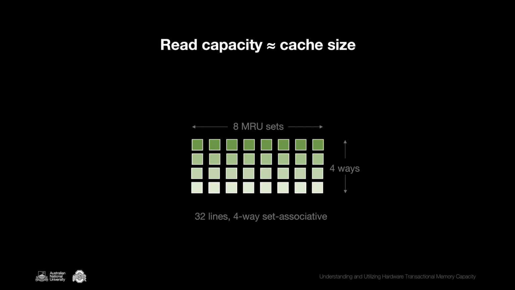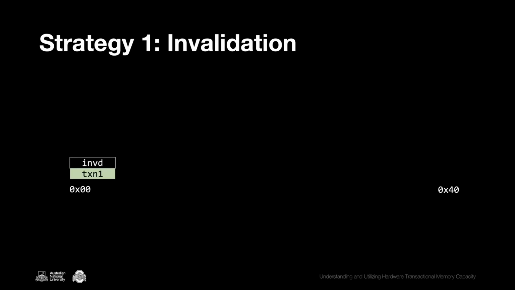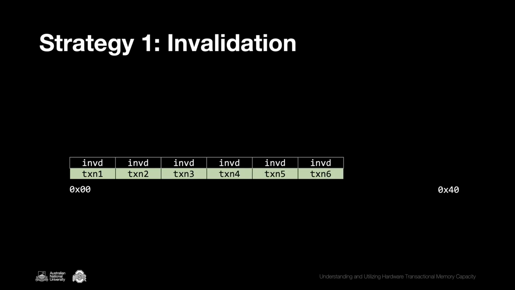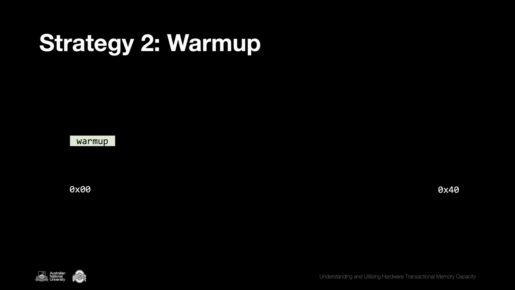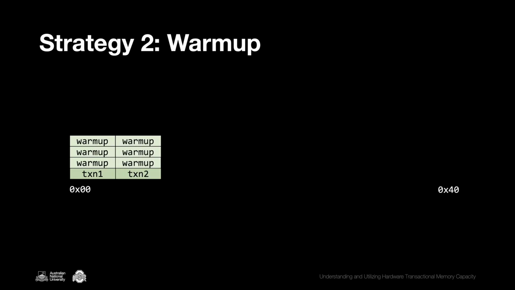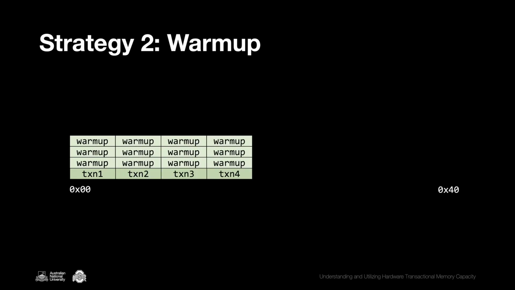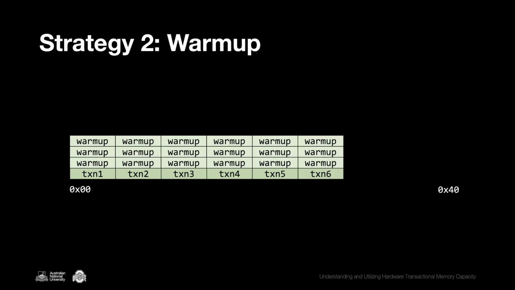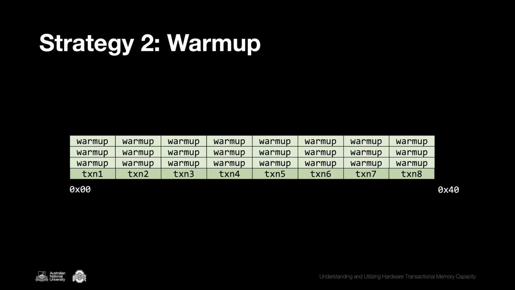But how do we create cache states like this? The first strategy is invalidation. That is, before starting a transaction, we use a privileged instruction to invalidate all levels of caches. Another strategy is warm-up. That is, before starting a transaction, we warm up the cache with lines to be accessed in the transaction by repeatedly reading that piece of memory outside of the transaction. These two operations are completely opposite in terms of cache effects, yet in our experiments they achieve roughly the same read capacity.